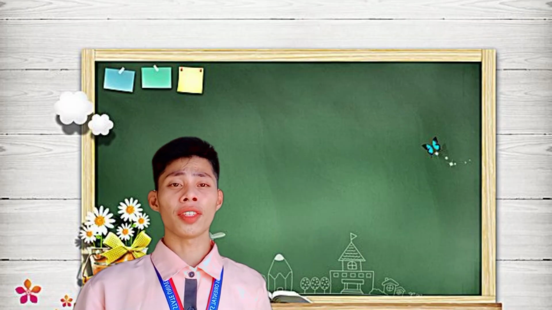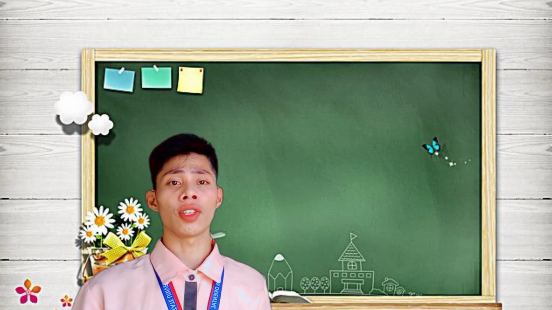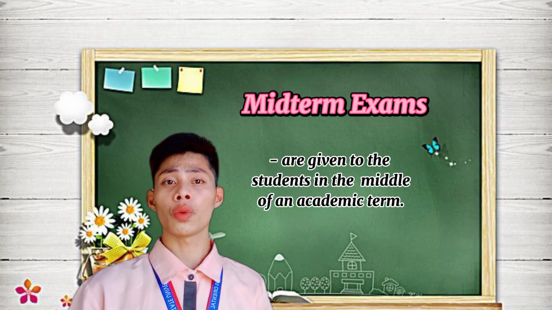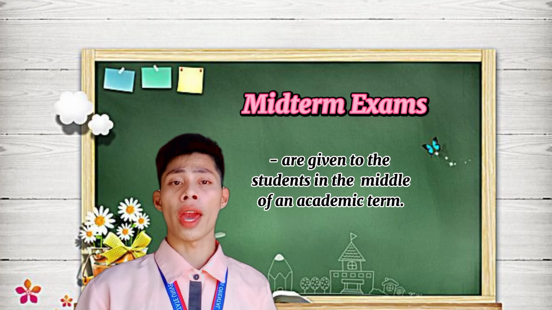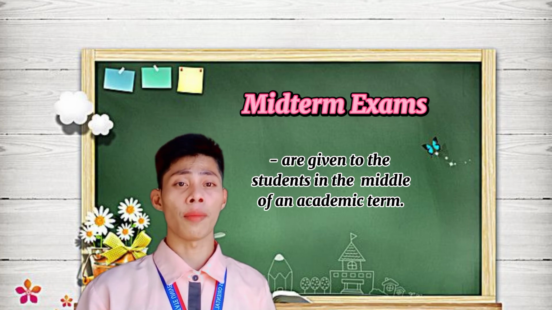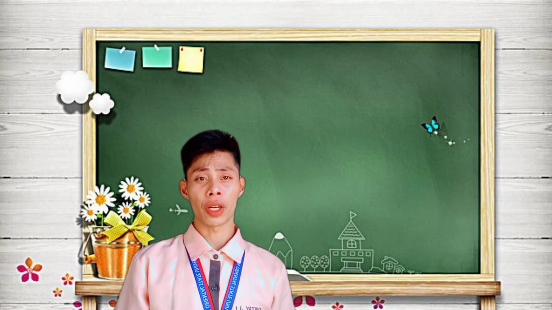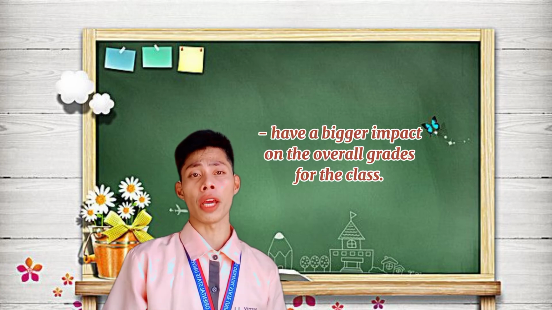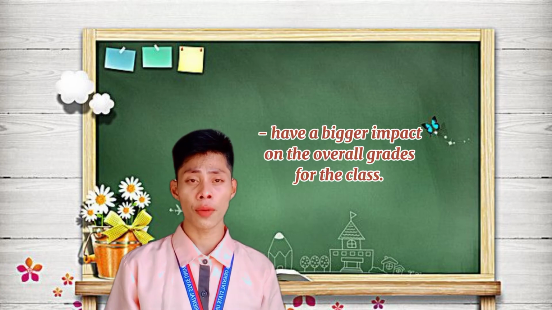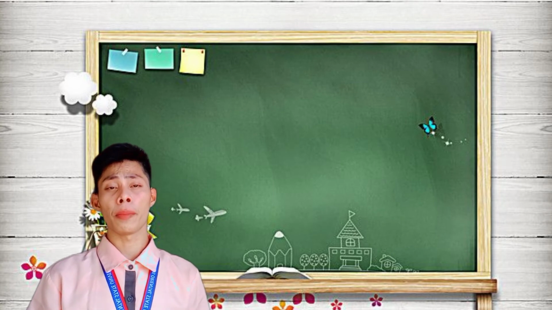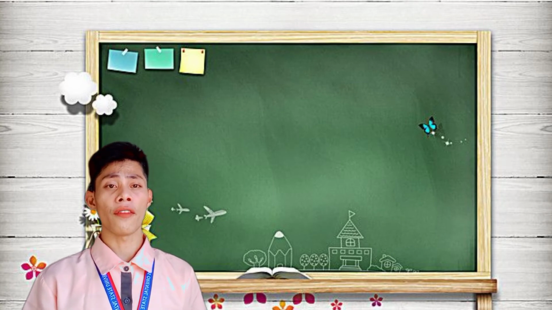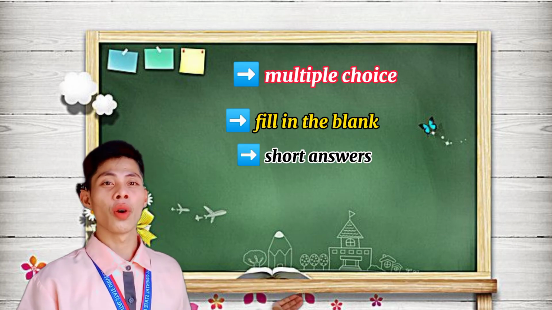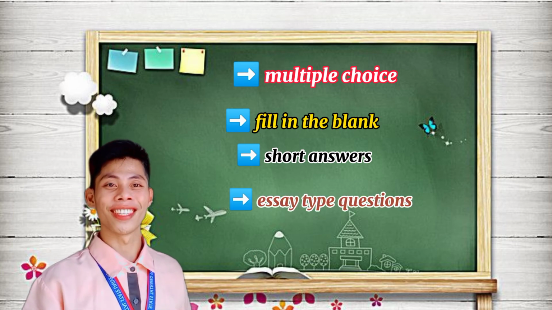The first example of a summative assessment is the midterm exam. This type of exam is given to the students in the middle of an academic term or semester. Compared to smaller quizzes, tests, or even papers, the midterm exam has a bigger impact on your overall grade for the class. The format of a midterm exam will vary, but it can have multiple choice, fill in the blanks, short answers, or essay type of questions.